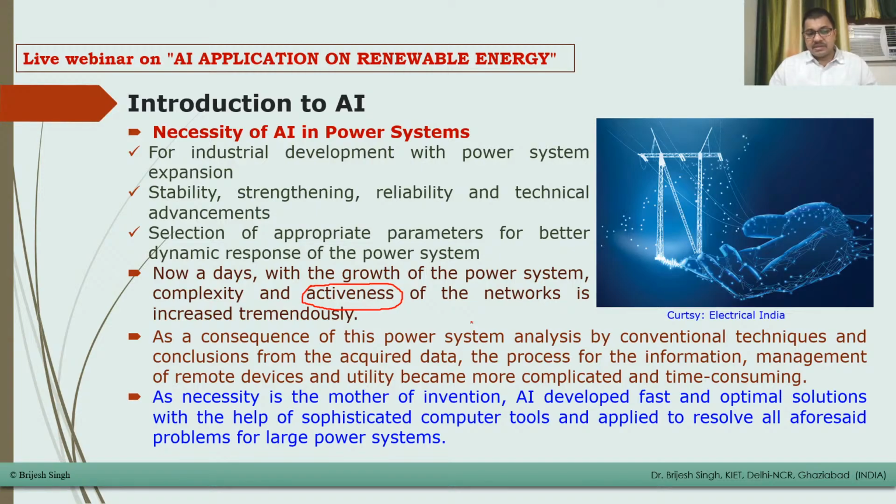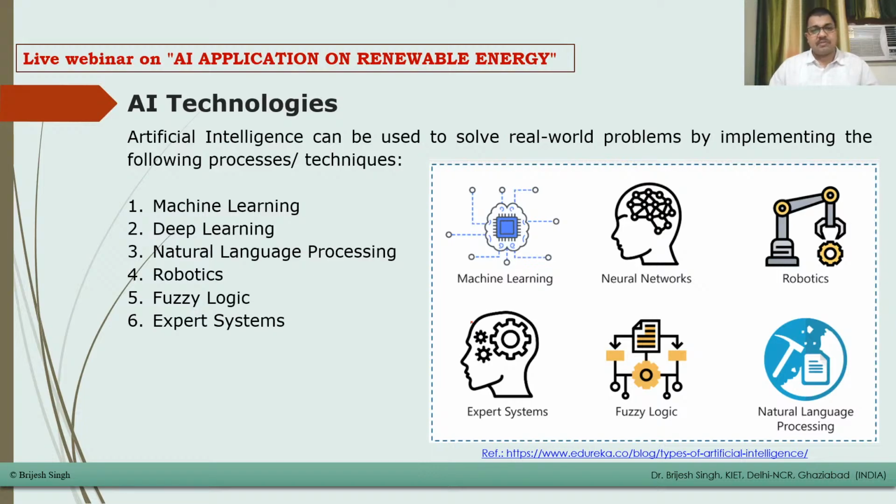As necessity is the mother of invention, AI develops fast and optimal solutions with the help of sophisticated computer tools, and is applied to resolve all the aforesaid problems for large power systems. So that is the main purpose: to integrate artificial intelligence in power system operation.